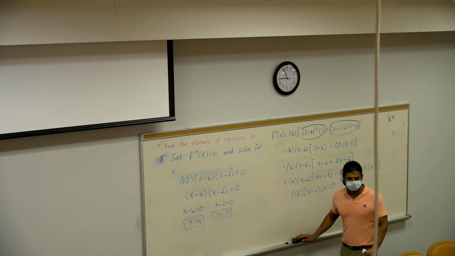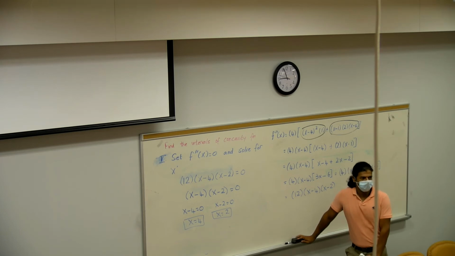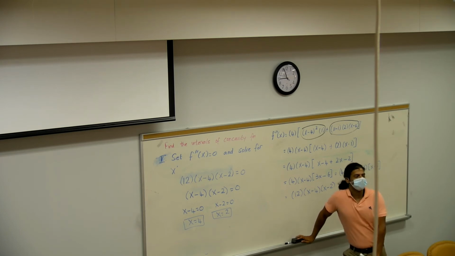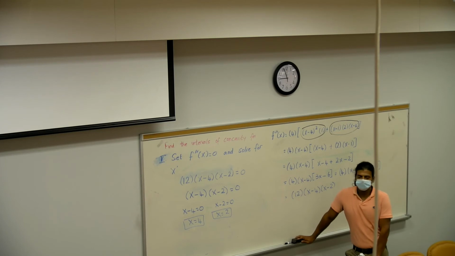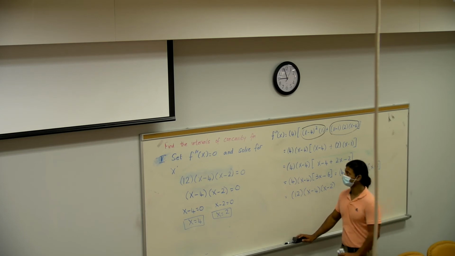What happens at the point of inflection? This is from last time. If you saw the video, you will know. The concavity changes. It moves from concave up to concave down, or concave down to concave up.